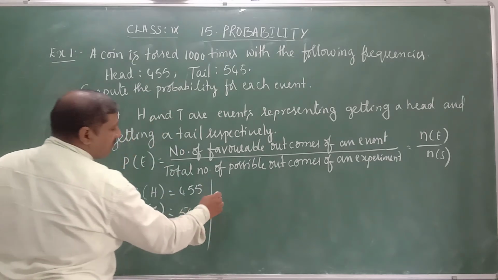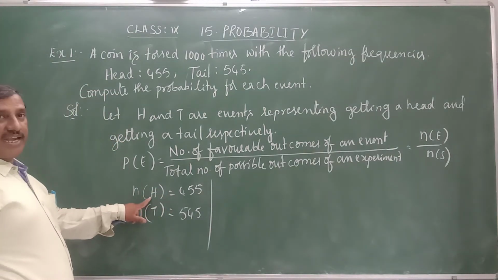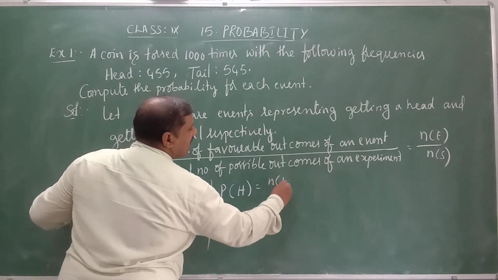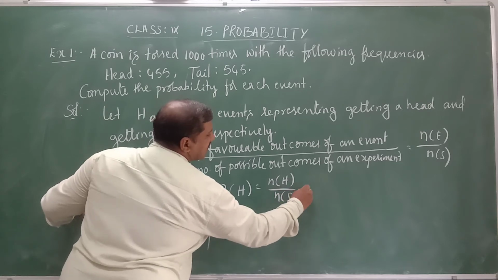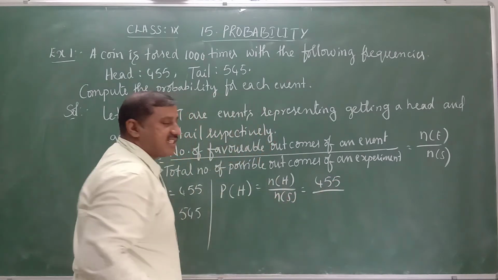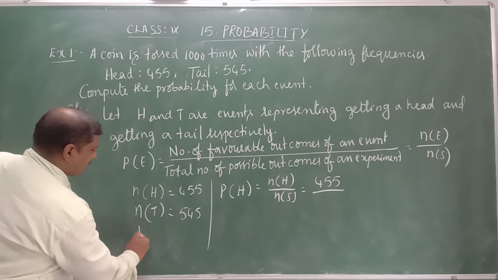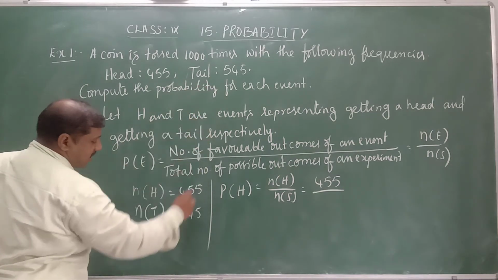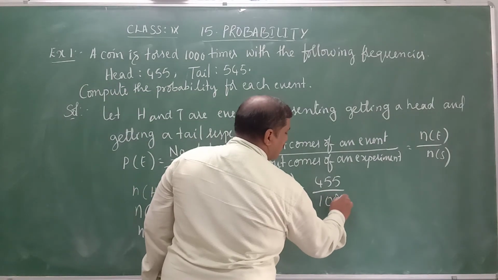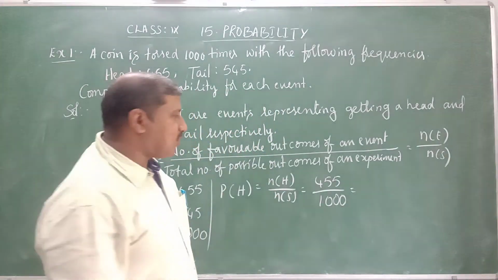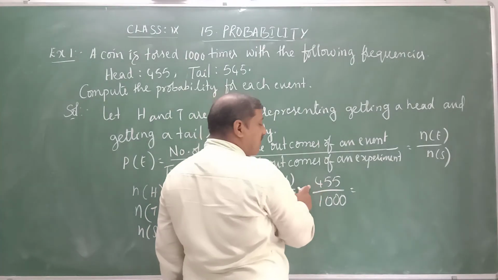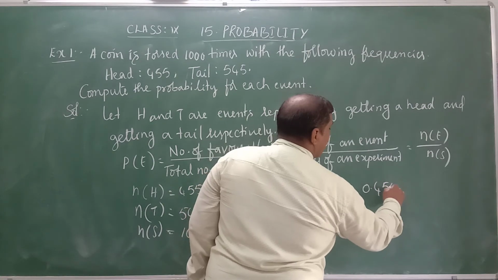Now find the probability of each event. Here one event is getting head, the other is getting a tail. That is P of H is equal to n of H divided by n of S, that is 455 divided by n of S, the total sample space. The total number of all possible outcomes is 1000. Yes, 455 by 1000. So what do we get? We are dividing by 1000, therefore the decimal point will move 3 digits to the left. That is 0.455.